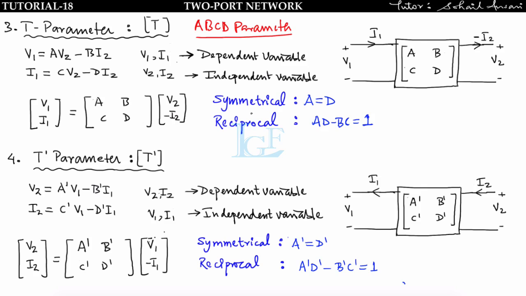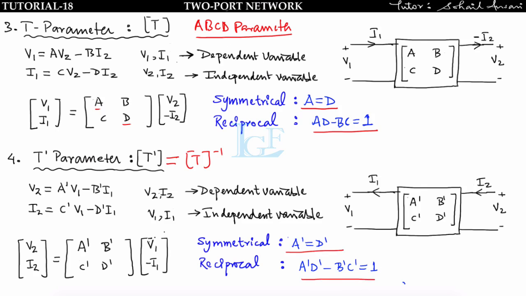Now for symmetrical, A must be equal to D, and for reciprocal AD minus BC must be equal to 1. Similarly T dash parameters are also defined. This is the inverse of T. In T dash parameters, V2 and I2 are the dependent variables and V1 and I1 are the independent variables. So V2 is equal to A dash V1 minus B dash I1 and I2 is equal to C dash V1 minus D dash I1. For symmetrical, A dash must be equal to D dash, and for reciprocal A dash D dash minus B dash C dash is equal to 1.